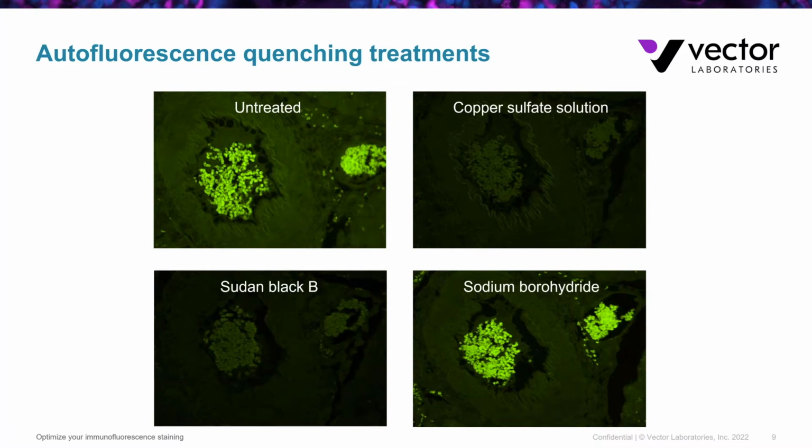Another commonly used methodology is using copper sulfate. Now, apart from being a heavy metal solution, the copper sulfate is effective in reducing some autofluorescence when it is bound to the tissue. But when you do subsequent buffer washes, the copper is removed and the autofluorescence tends to bounce back up again and reduce that signal to noise ratio. So that's an inherent issue with the copper sulfate solutions.